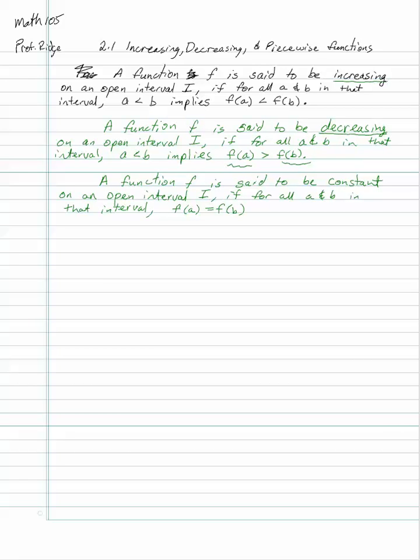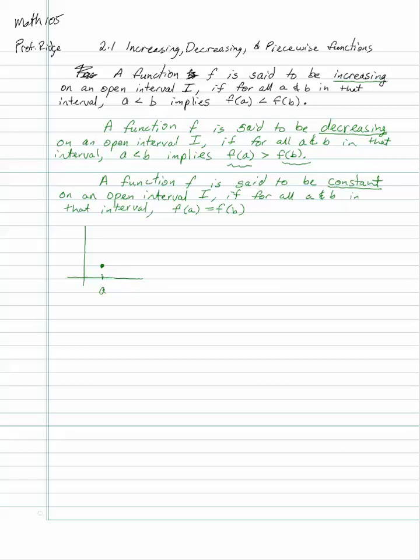A function f is said to be constant on an open interval I if for all a and b in that interval, f of a equals f of b. So we're saying all the y values are the same, so it's a horizontal line basically. Right? It's not going up or down.